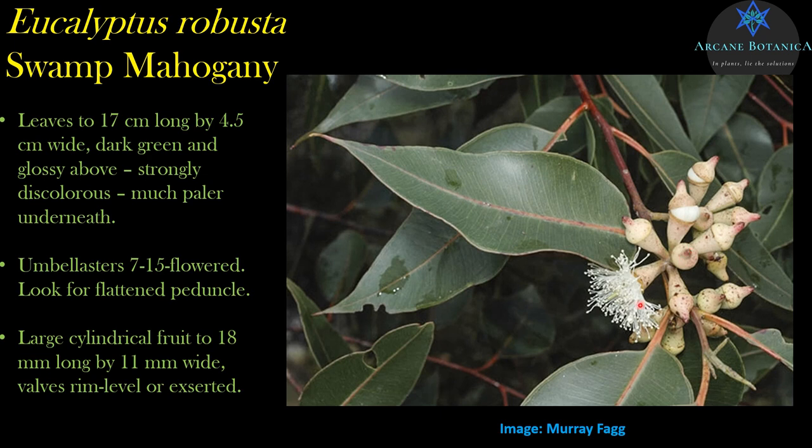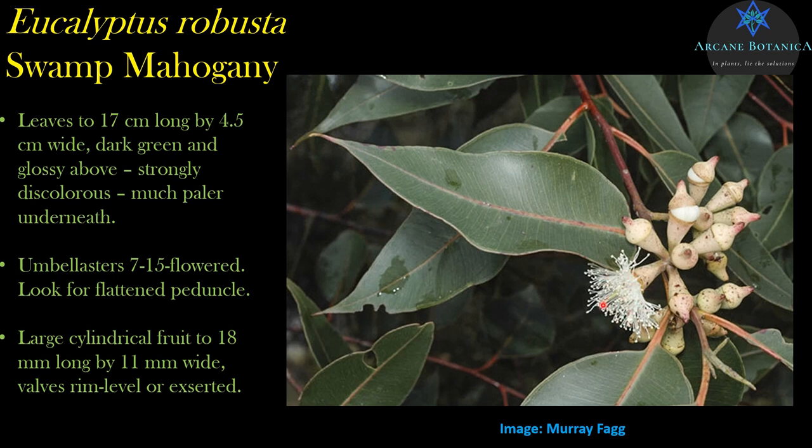What do we got? Just some more buds there. This is good. You've got the operculum starting to get squeezed off. Just look at how it's a great example of how that calyptra just gets pushed off the bud. They are going to fall to the ground. They just litter the ground. When the tree's in full flower, you'll see a ton of these on the ground.